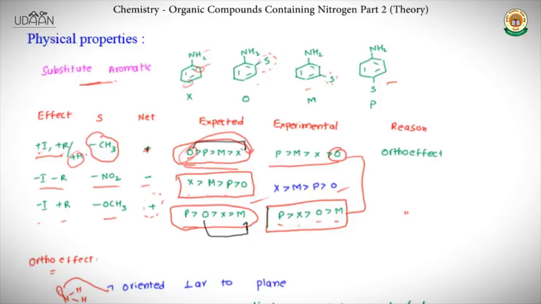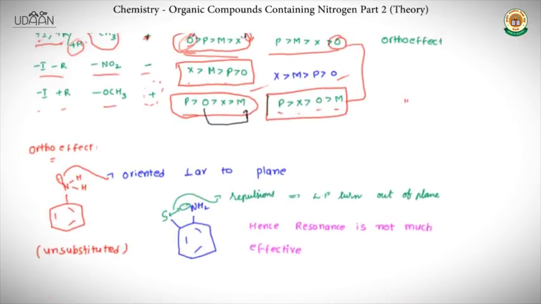Now let us see what this ortho effect is. Consider an aniline, as shown here. Now if it is unsubstituted, then the lone pair here is oriented such that it is perpendicular to the benzene plane.